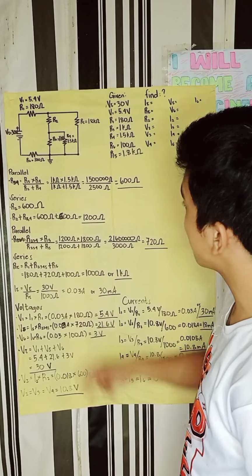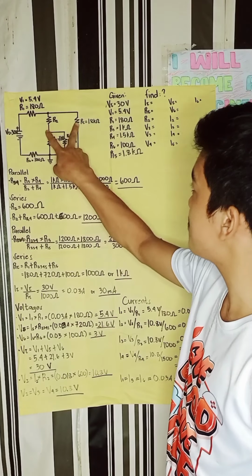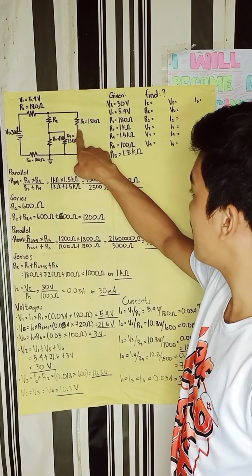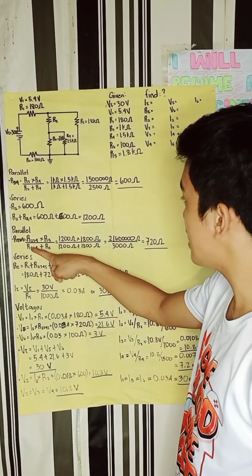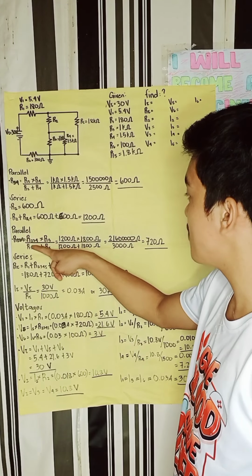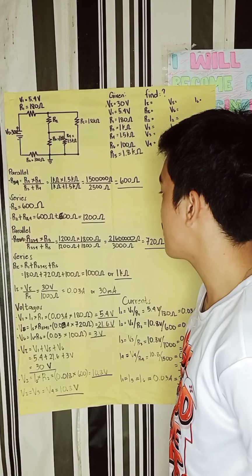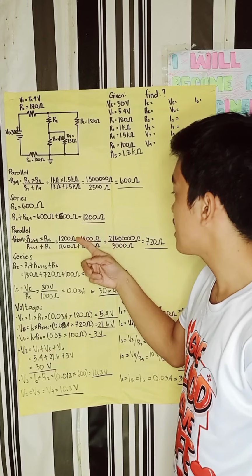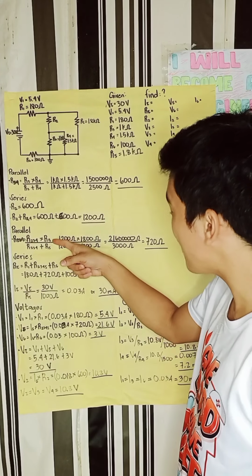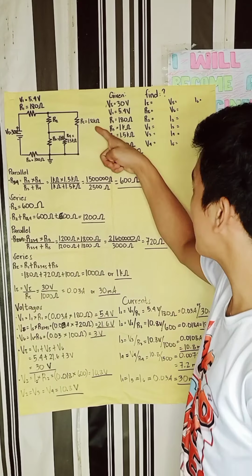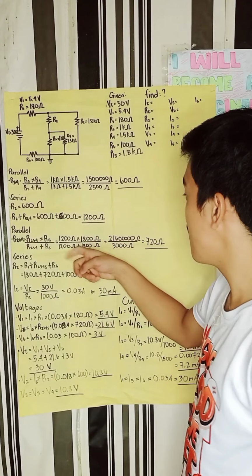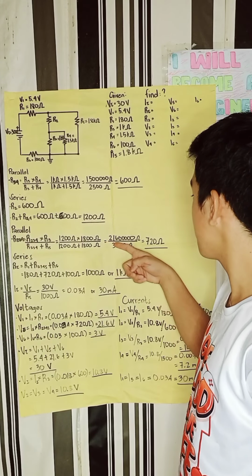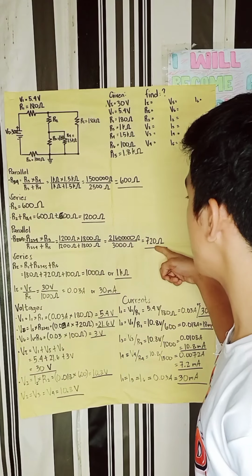Next is the equivalent resistance of this parallel circuit, the R2, 3, 4, and 5. The formula is R2, 3, 4 times R5 all over R2, 3, 4 plus R5. So R2, 3, 4 equals 1200 ohms times the R5 equal to 1.8 kilo ohms or 1800 ohms, divided by 1200 plus 1800, which is equal to 720 ohms.